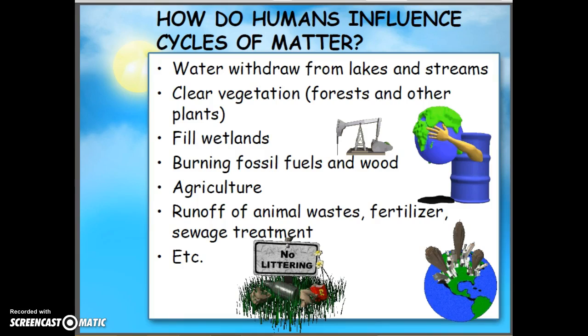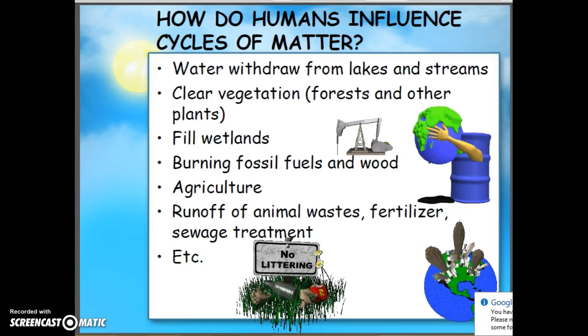Okay, so how do we have an influence on these cycles that just naturally occur in nature? Well, we are often withdrawing water from lakes and streams, whether that be for a power plant, creating electricity and other ways. We are all the time clearing forests and fields for a place to plant crops and grow different forms of vegetation. We are filling in different wetland environments so that we can create shopping malls and roads.